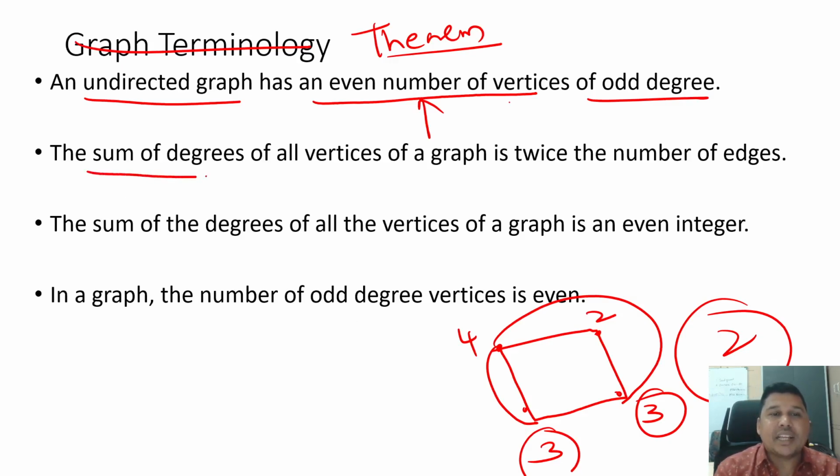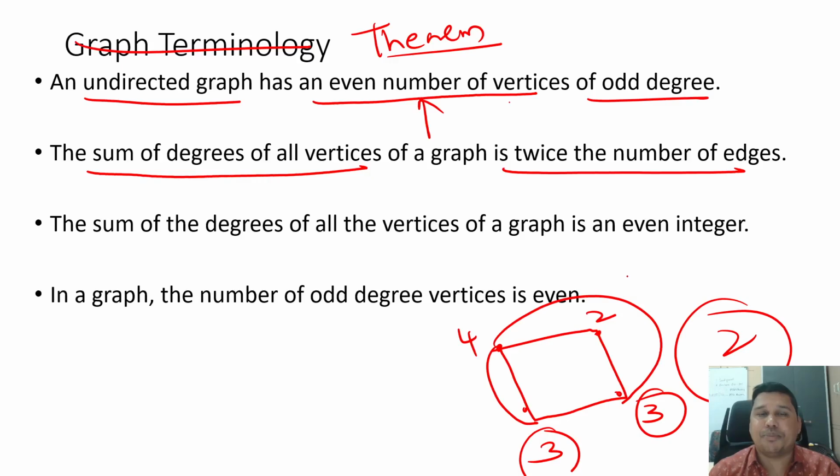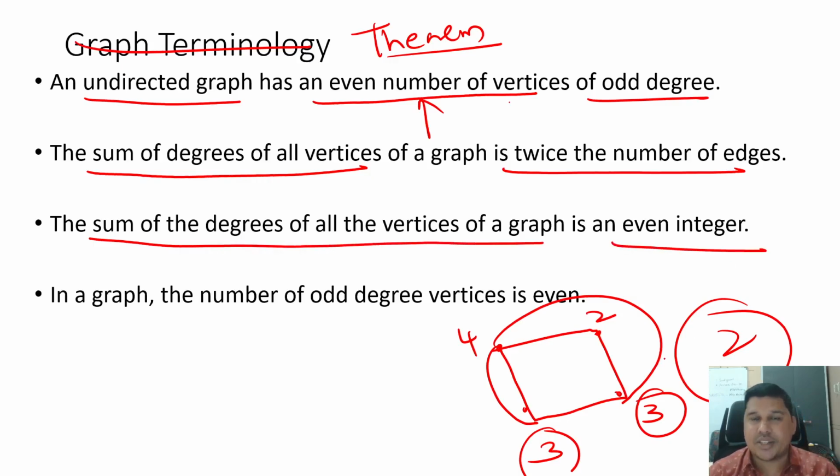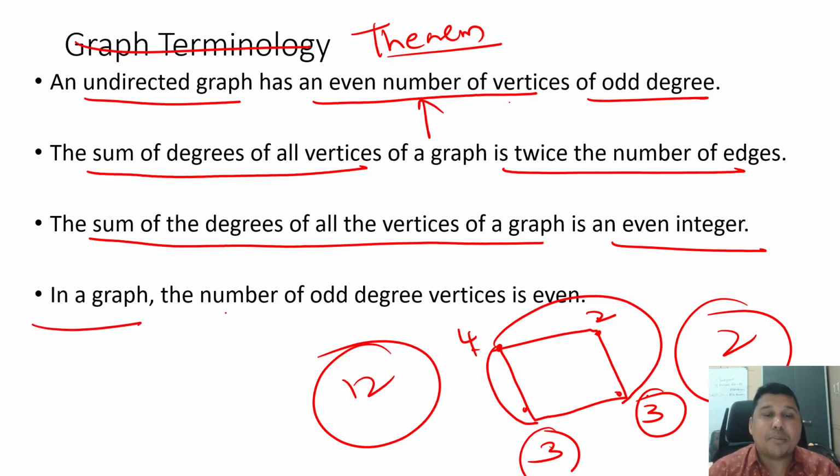Second, the sum of degrees of all the vertices of the graph is twice the number of edges. Our handshaking theorem. Next, the sum of degrees of all the vertices of a graph is always an even integer. See, 4 plus 2, 6 plus 3, 9 plus 3, 12. The sum of degrees of all the vertices is always an even integer. Okay. Next, in a graph, the number of odd degree vertices is even. That is what the first one said, repeated again. So, the odd degree vertices are 2, that is an even number.